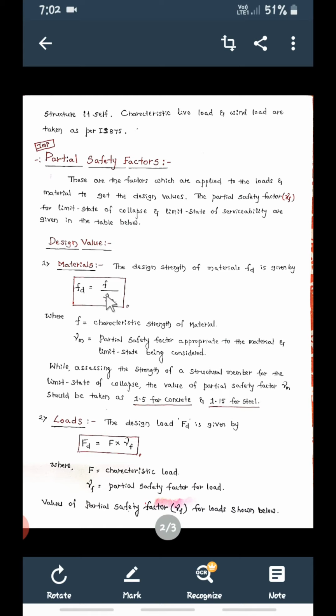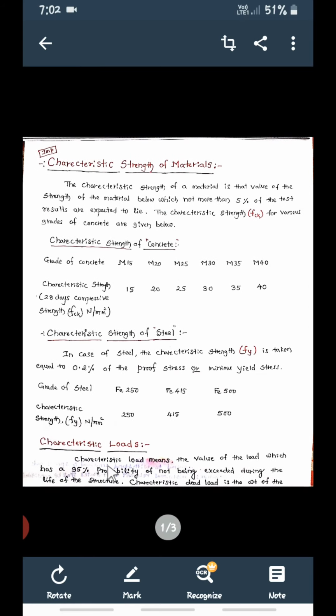Remember, for materials, that is for concrete and for steel, if you want to calculate the design strength, then characteristic strength of material is divided by partial safety factor. For materials you have to divide. So this is the partial safety factor to get the design strength of materials. Now similarly loads. This is the characteristic load. I want the design load now.